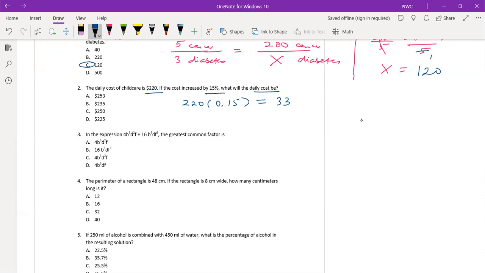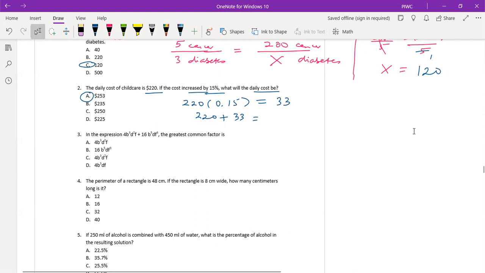Since it's increased, you have to add on to the original. So 220 plus 33, and then we should get 253. So this should be the answer. So that's a percent increase.